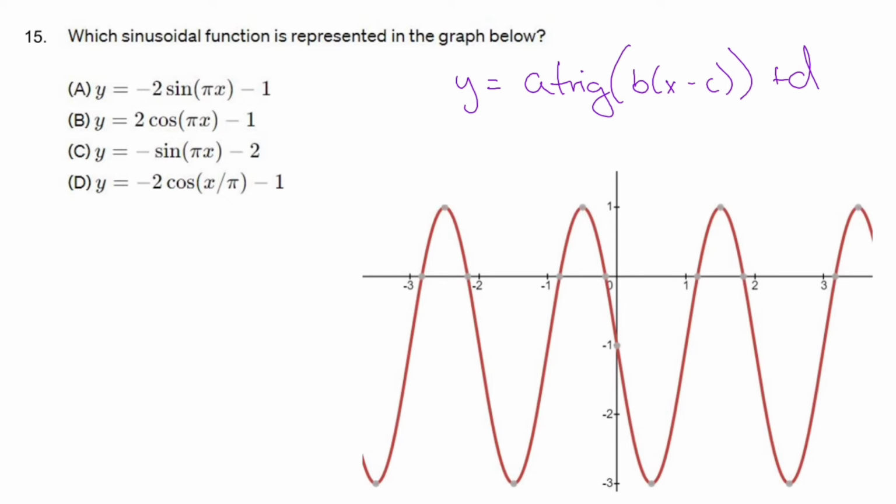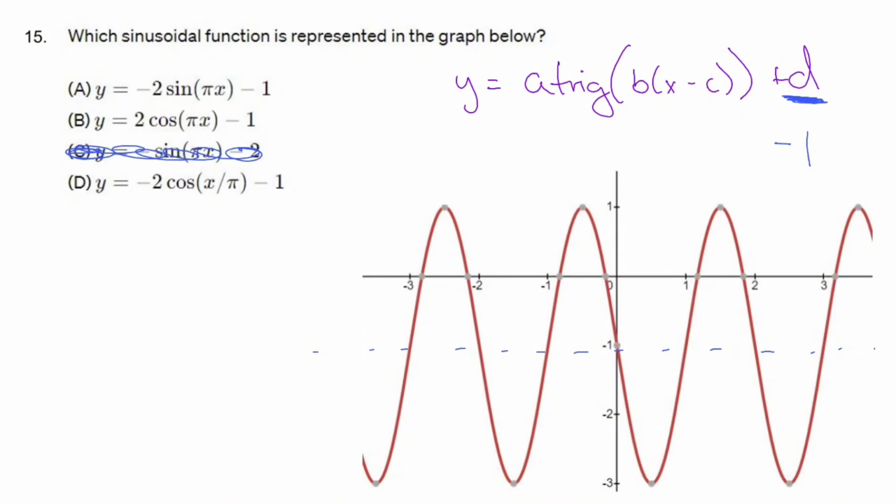The first thing that you should always start out with when trying to figure out an equation is your midline. At least that's one of the first things you should figure out. Okay, where do I have a horizontal line cutting this guy in half? Well, it looks like that happens at -1. So this is going to be -1, which eliminates C.